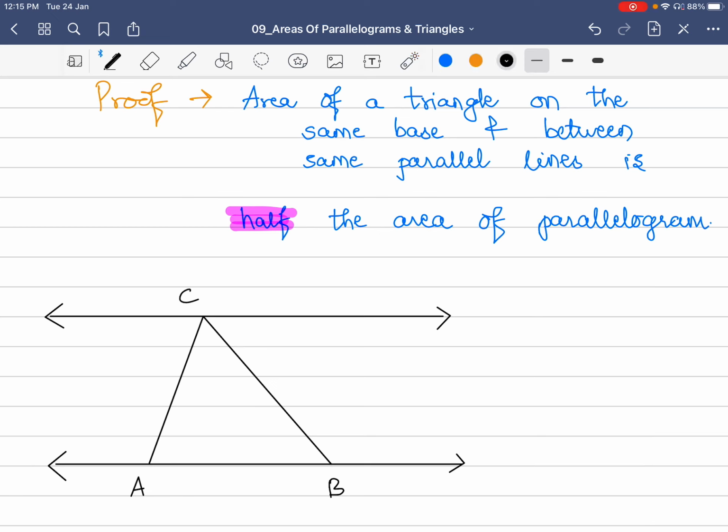So now let us construct a parallelogram with the same base AB, and between these two parallel lines. So this is how I'm going to make it look. So we can extend this. First of all, let's erase this, and we can extend this parallel line further. So we have these two same parallel lines, and this was my triangle ABC, and I've constructed another parallelogram with the same base AB and between these same two parallel lines. Let's name these two points of the parallelogram as P and Q.